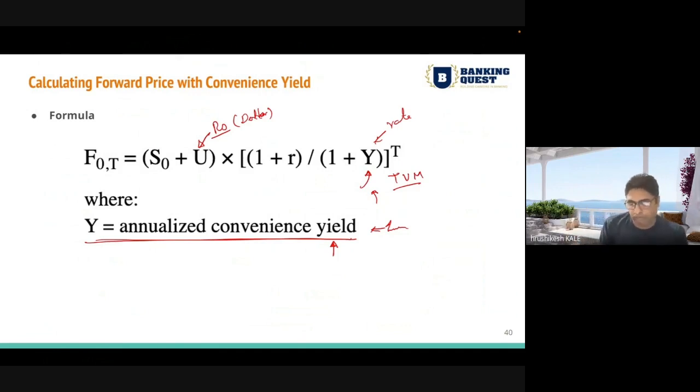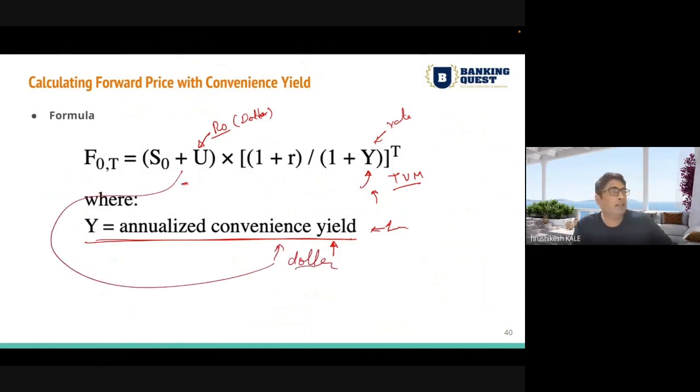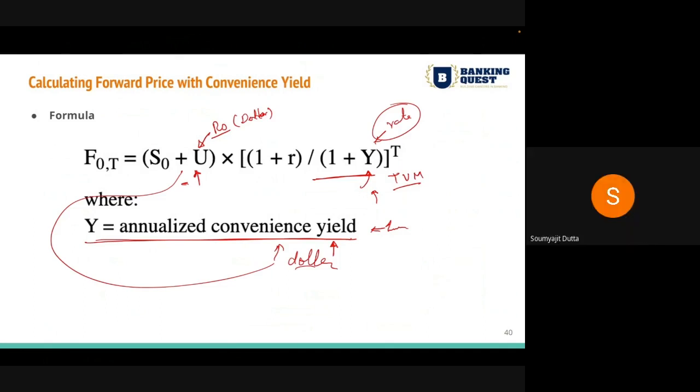But if convenience is given in dollars, then you can directly take it here and just use a minus sign. So negative of storage cost is convenience profit, basically. But if it is given as a rate, we will use it in the time value of money. If it is given in rupees, we will use it here. You got my point now? Yes. Perfect.